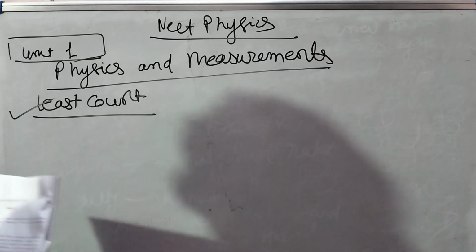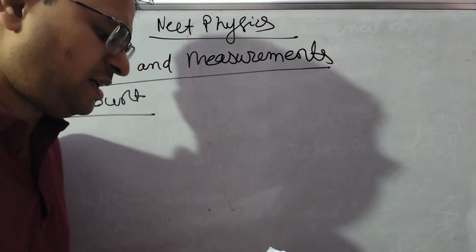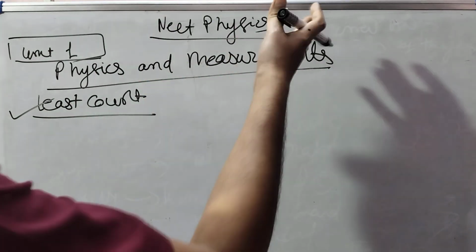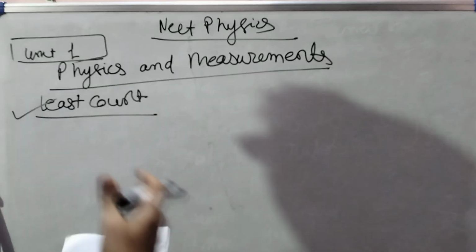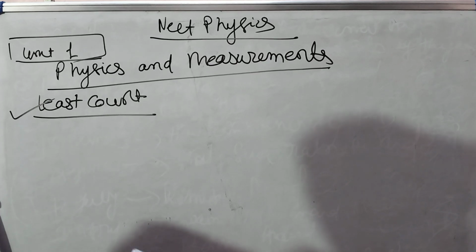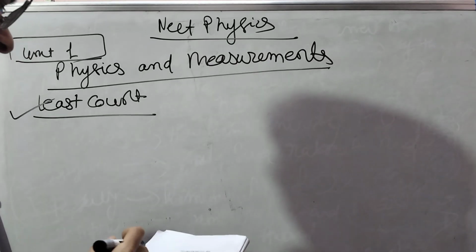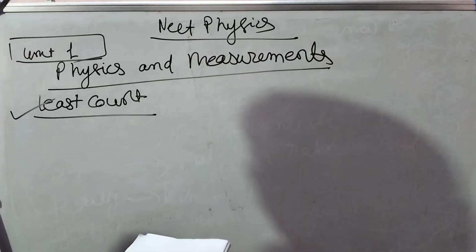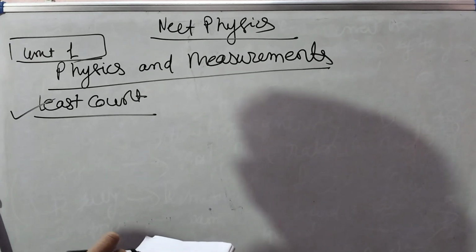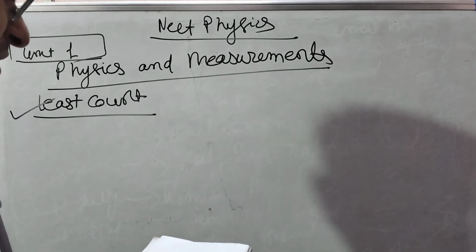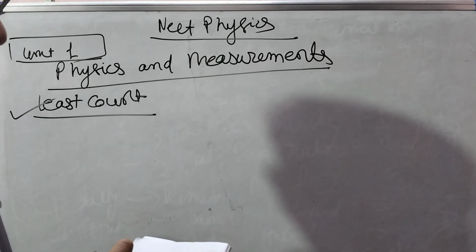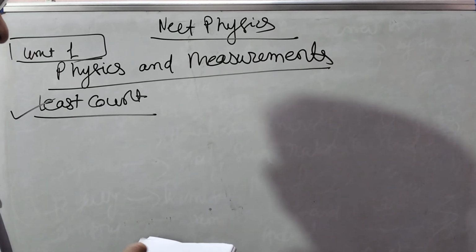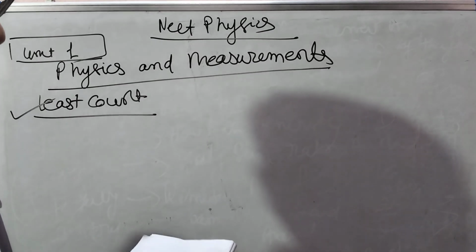Good evening, class. Today's topic is NEET physics, Unit 1: physics and measurement. Last class we discussed the previous topics. Unit 1 covers units of measurement, system of units, SI units, fundamental and derived units, least count, significant figures, errors in measurement, dimensions of physical quantities, and dimensional analysis and its applications.